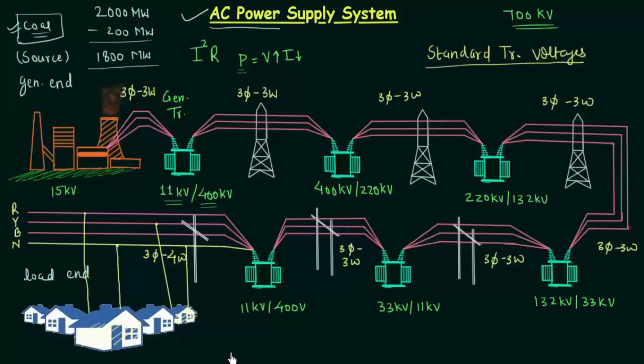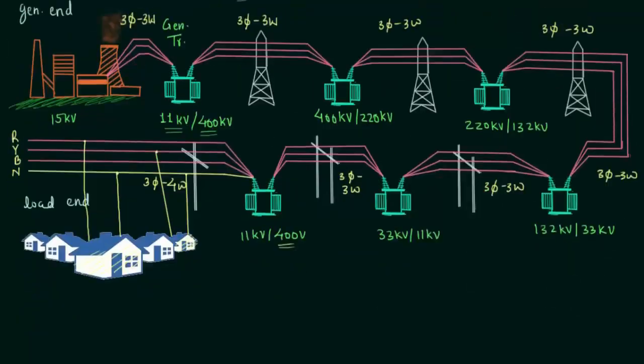And what is the voltage you are getting at your house? Here this transformer is stepping down the voltage to 400 volt, but you will say we get 230 volt in our house. This is true. You will not get 400 volt because 400 volt is the voltage between two different lines. I will try to explain this concept because it is important.